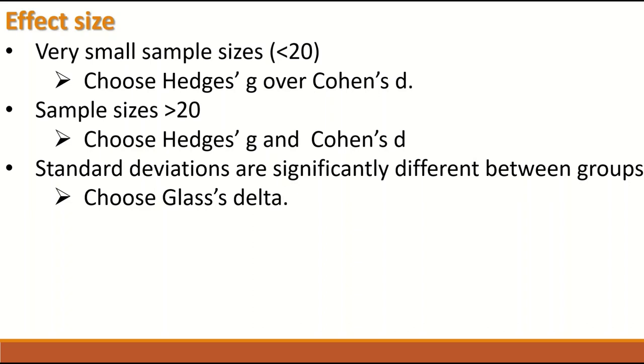So this criteria will make it easier to choose which one I shall go for. Is it Hedges' g, is it Cohen's d, or is it the Glass effect size, or Glass's delta?